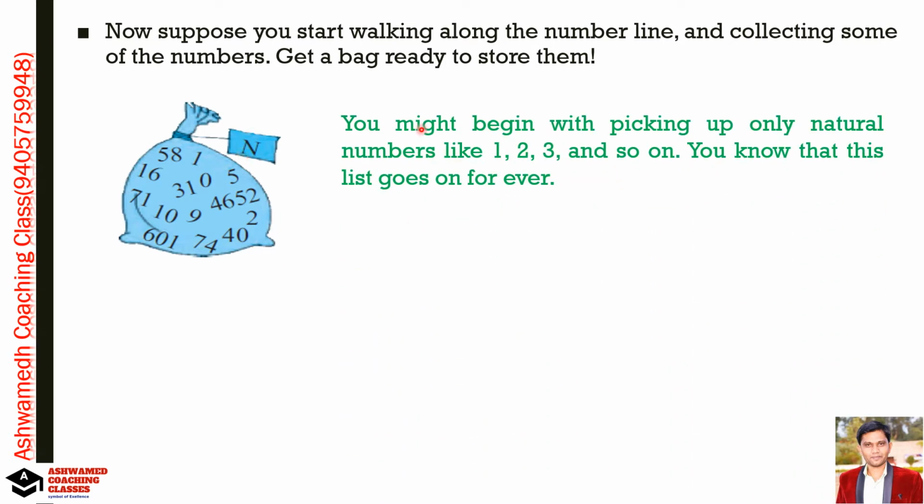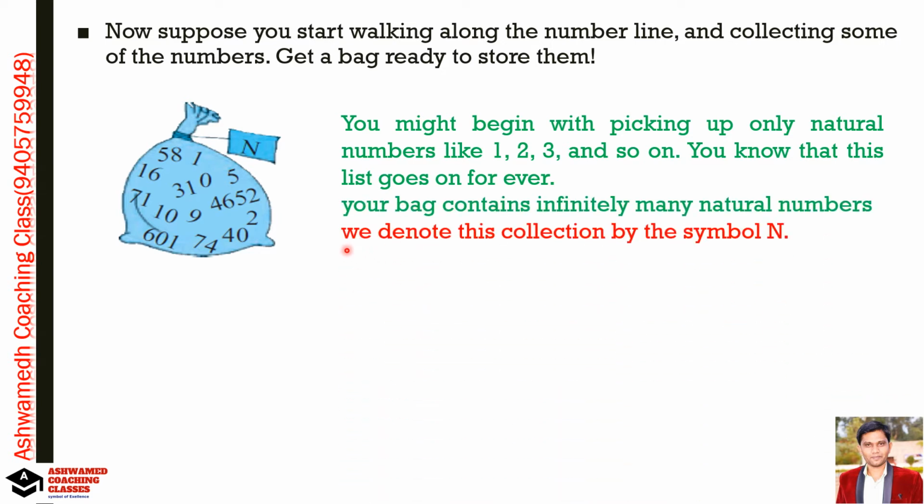We denote it by, so you might begin with picking only natural numbers like 1, 2, 3 and so on. You know that this list goes on forever. There is no end for this list. And what do you say this list is? It is the set of natural numbers. We denote this collection by capital N. Am I right? So this is the notation. We denote the set of natural numbers by this set capital N.